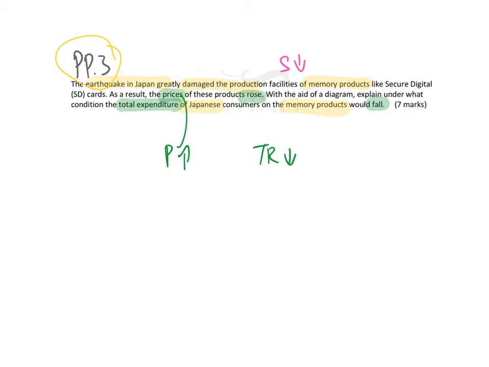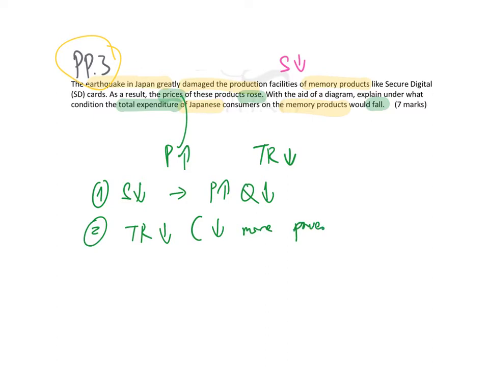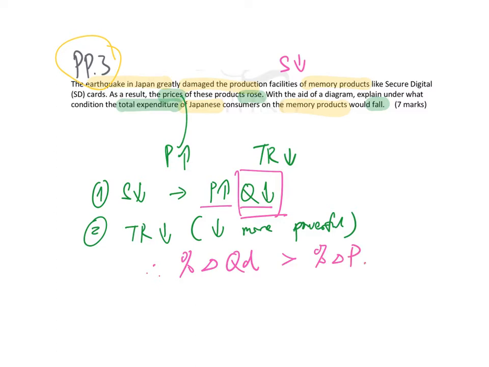Let us do the logic. The first step is that supply decreases. According to the supply decrease, we know that price will increase and the quantity demanded will decrease. Second step, total revenue decreases. That means the decrease is more powerful. Looking back at what we analyzed, the decrease is in quantity. So the percentage change in quantity demanded is greater than the percentage change in price. This is the feature of elastic demand: elasticity of demand is greater than 1.